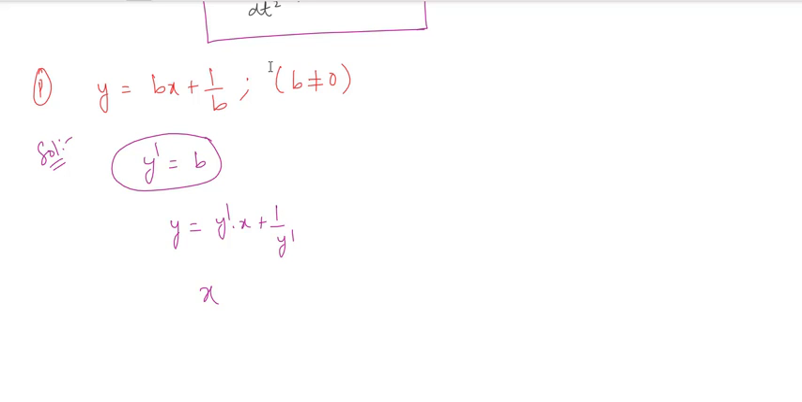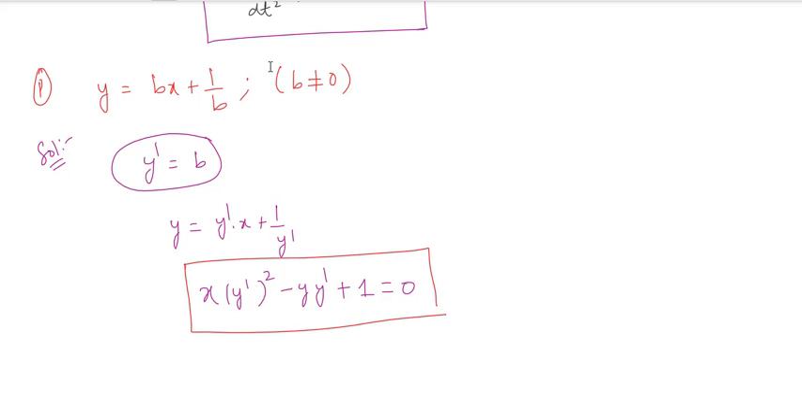You will have x into y dash whole square. Simplify it as minus y dash plus 1 is equivalent to 0. This is the differential equation for the corresponding equation. Am I correct or wrong? Yes or no? That is how you people have to solve it. Clear now? Is there any problem with that?